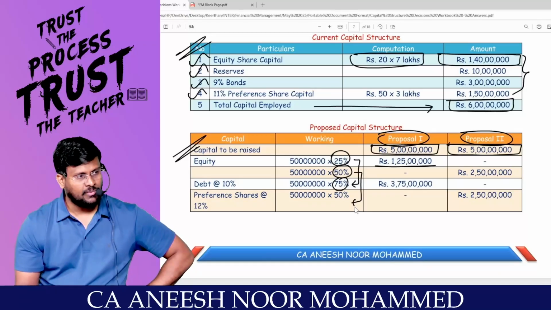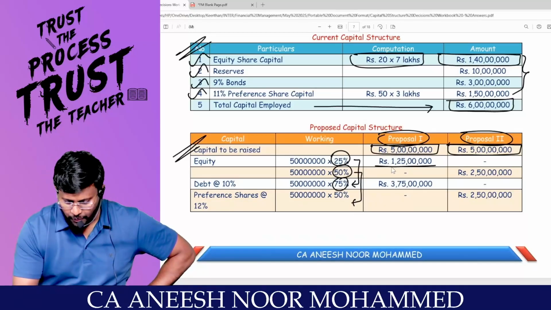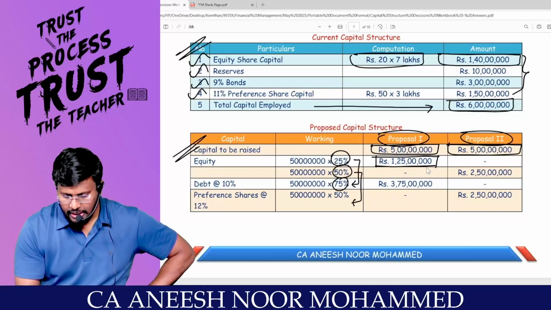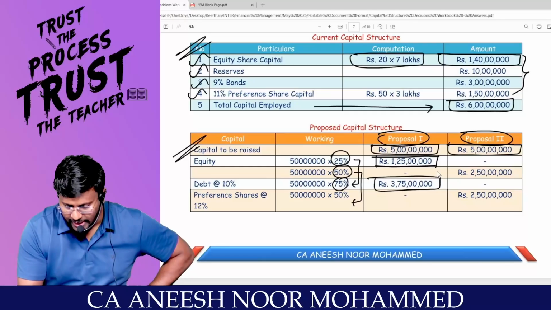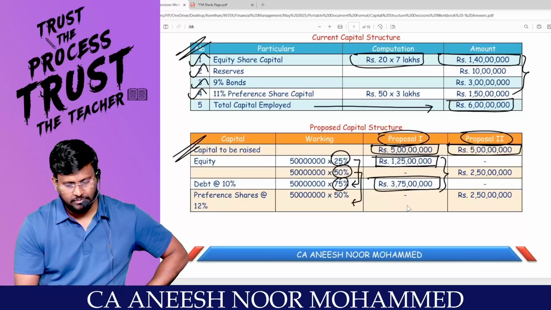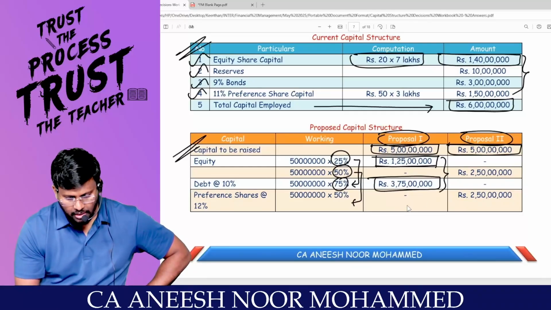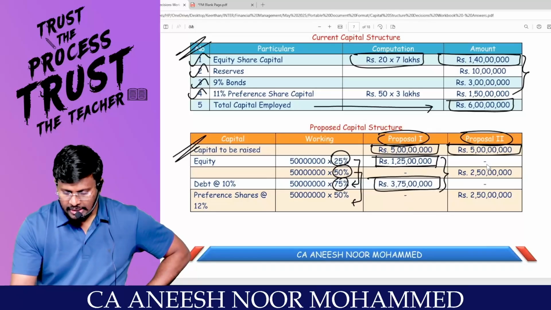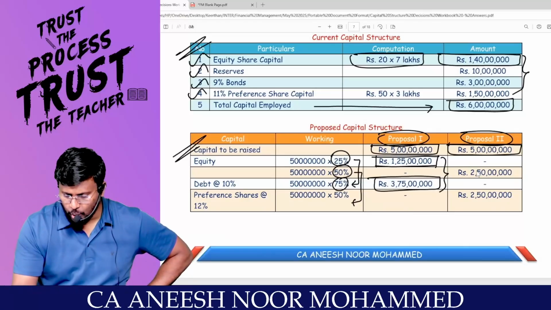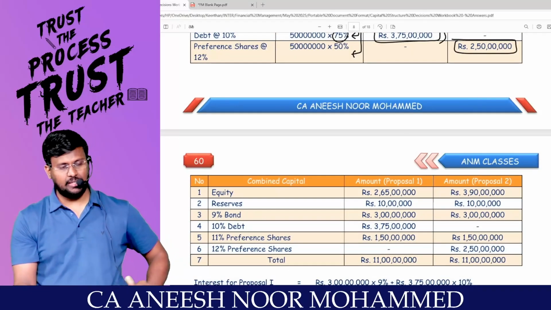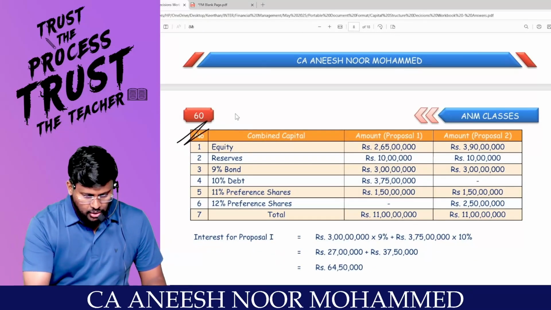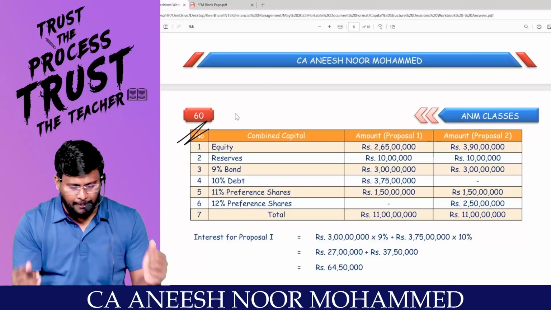If 1.25 crores is equity, then 3.75 crores should be debt. Total 5 crore. In proposal number 2, 50-50, 2.5 crores and 2.5 crores. Are you really with me? Yes, sir. So now what is the combined capital?